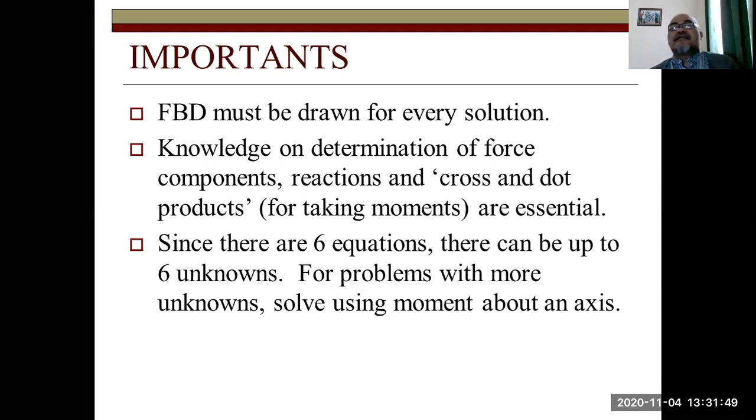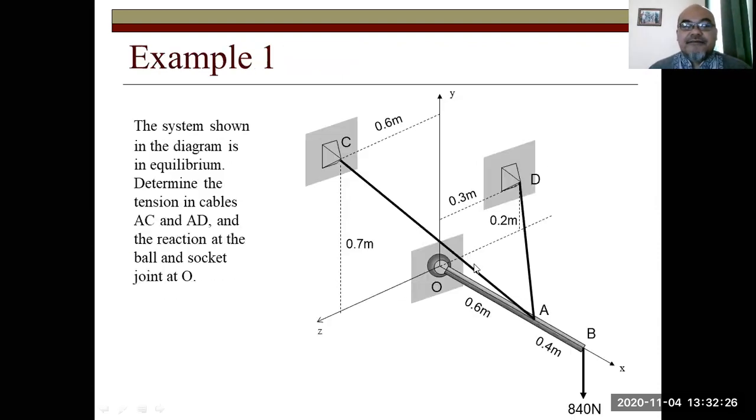So please review again the slides on those concepts, cross and dot products for taking moments about a point and about an axis respectively. There are 6 equations: sigma Fx equals 0, sigma Fy equals 0, sigma Fz equals 0, then sigma Mx equals 0, sigma My equals 0, sigma Mz equals 0. So there can be up to 6 unknowns. If you have a problem with more unknowns, then you have to use the equation of moment about an axis.